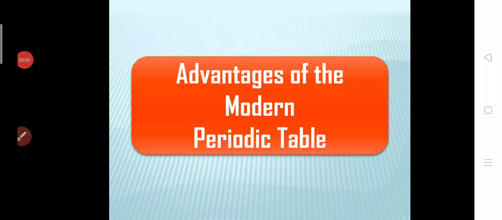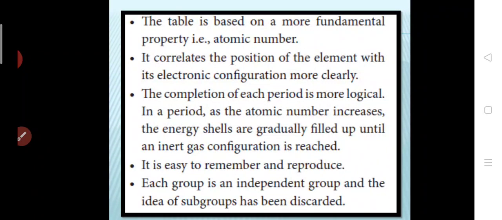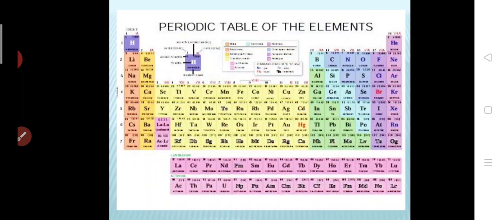Moving on to the advantages of this modern periodic table. This table is completely based on the fundamental property, which is the atomic number, and it correlates the position of the element with its electronic configuration very clearly. So if you take the third element, its position is 3 because its atomic number is also 3, and its electronic configuration also is 3. That is why, on that basis, it was placed. The elements were very clearly arranged in the periodic table.